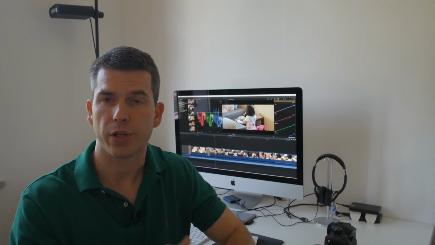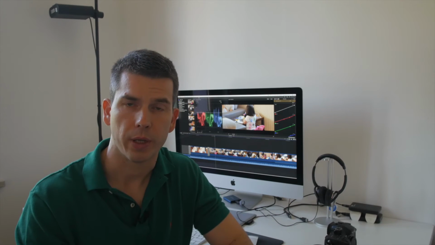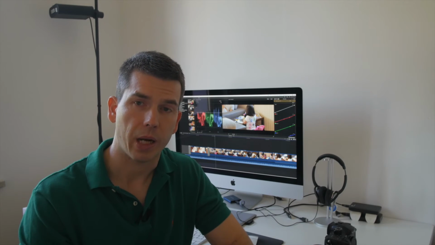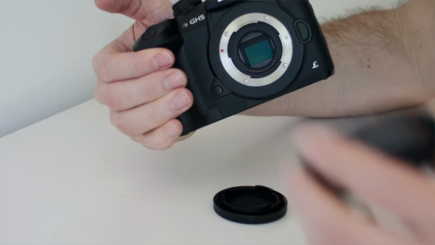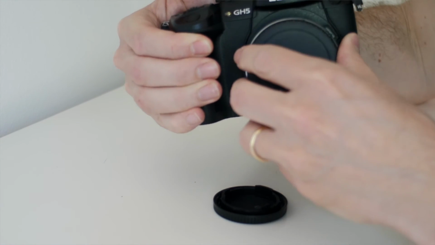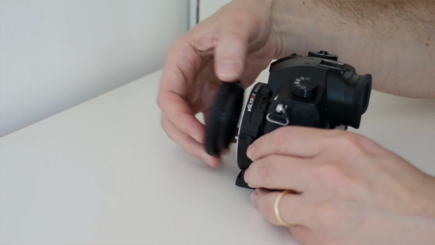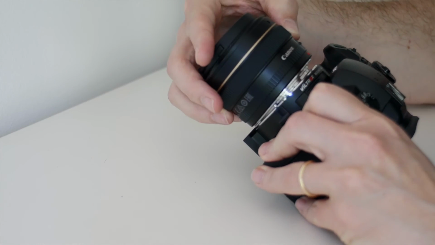I can only suggest you buy this adapter because for less than 200 euros you have something that can allow you to use your camera lenses, and more importantly, it can also reduce the aperture and give you more brightness for your videos.